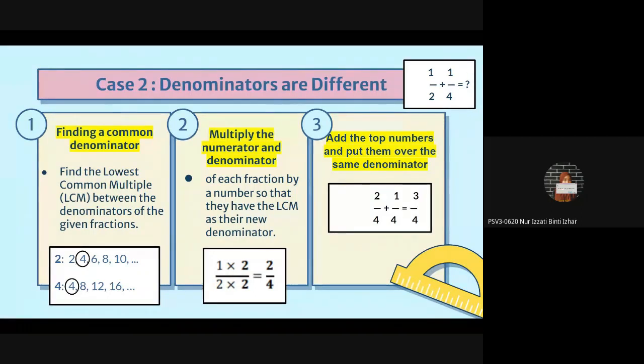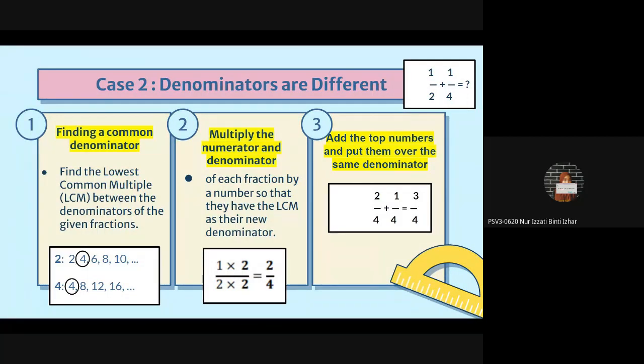The second step is to multiply the numerator and denominator of each fraction by a number, so that they have the LCM as their new denominator. This process is called creating equivalent fractions. Still in step 2, we need to find a number that, when multiplied to the top and bottom of 1/2, gives the LCM as the new denominator. Since 2 multiplied by 2 equals 4, we multiply the numerator and denominator of 1/2 by 2. As for the second fraction, 1/4, notice that the denominator is already 4, so we leave the fraction as it is.